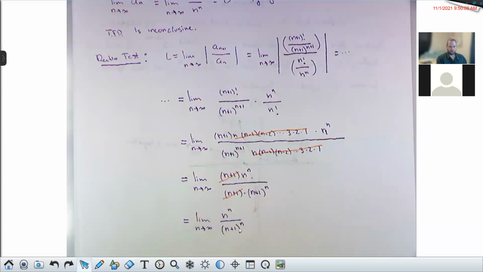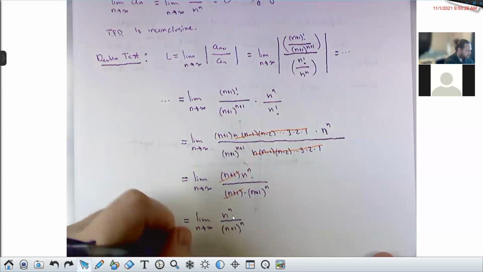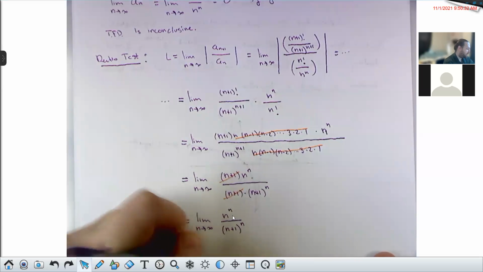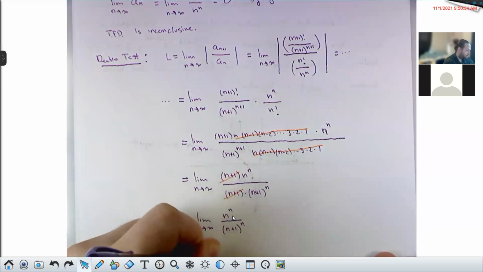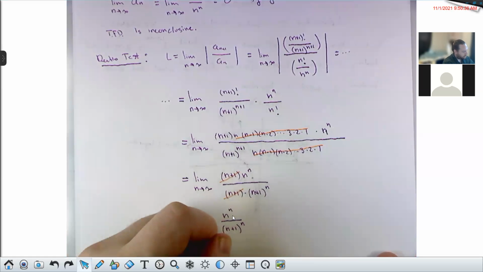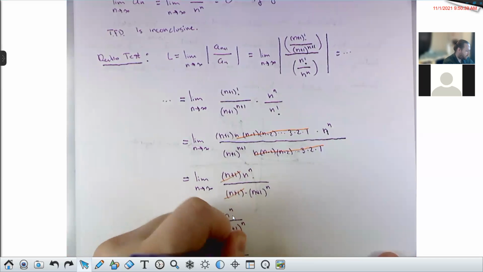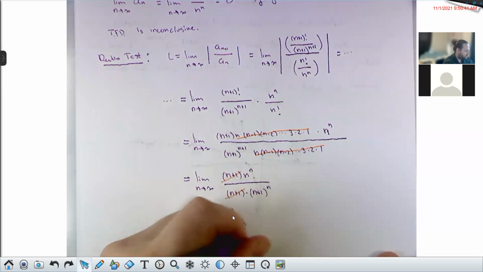Because the top and bottom are both going to infinity, your first thought might be L'Hopital's rule. But unfortunately, L'Hopital's rule isn't going to help us here. And the derivative of n to the n is actually quite scary. Requires something called logarithmic differentiation. And the same is true of the derivative of the bottom, quite scary. So we really don't want to use L'Hopital's rule here. I can make one suggestion. This is the same as n over n plus 1, all raised to the power n.